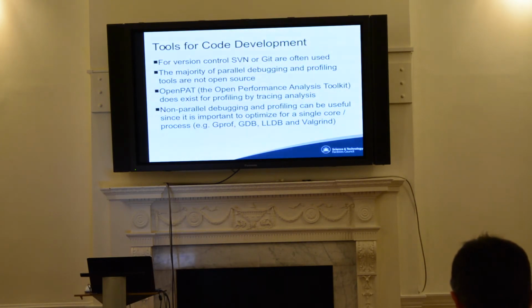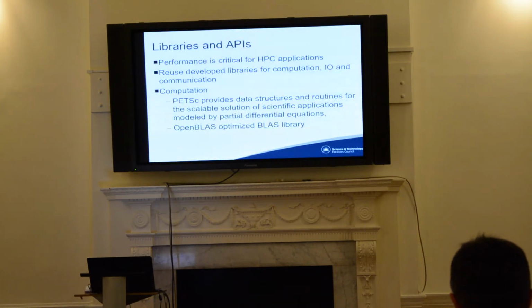Now, for non-parallel debugging, there are quite a few open source applications available for that, the widely known gprof, GDB, LLDB, and Valgrind. These are okay and they're very good to use for HPC because it is important to optimize an application for a single process, not just having it run in parallel. And a lot of applications seem to overlook this, surprisingly. So on to the next slide, please, Jeremy, thanks.